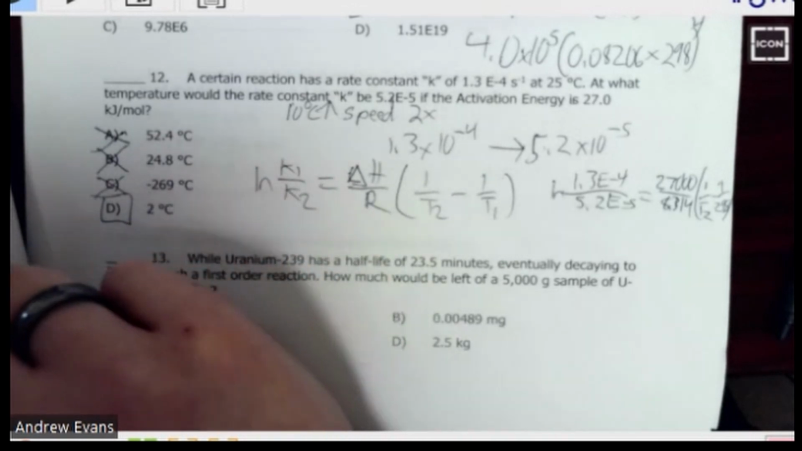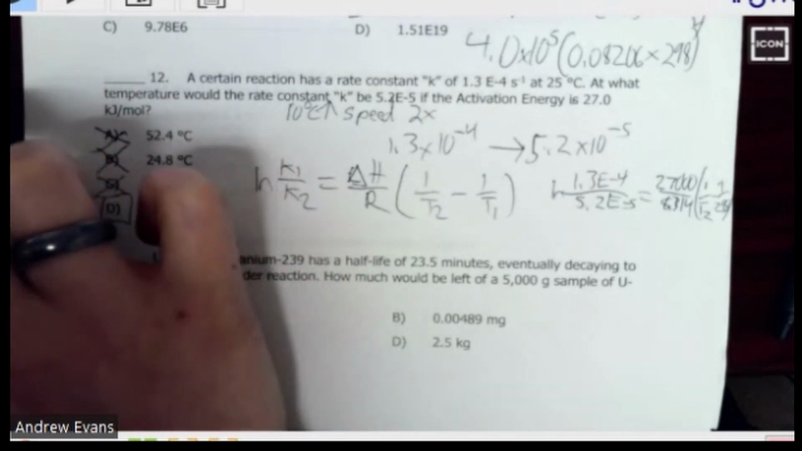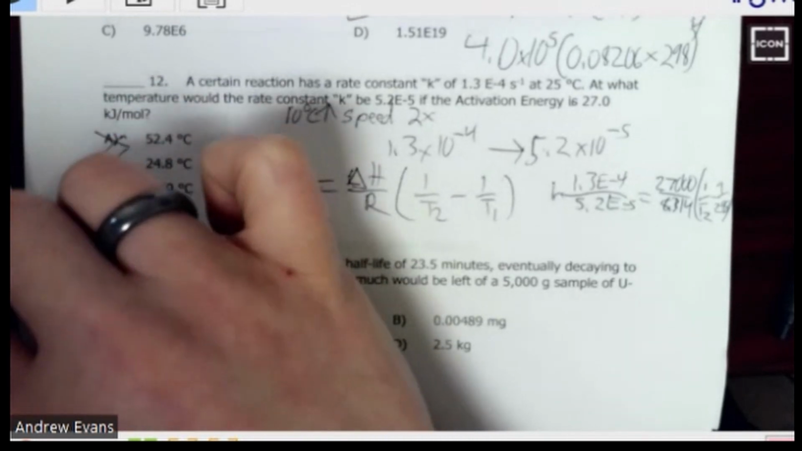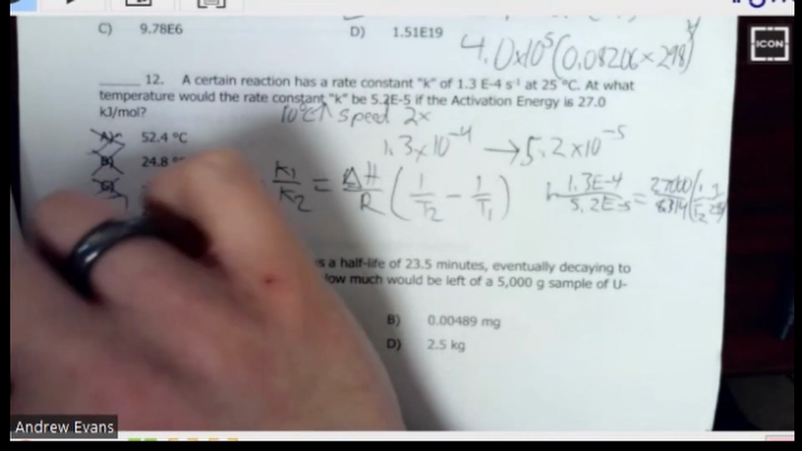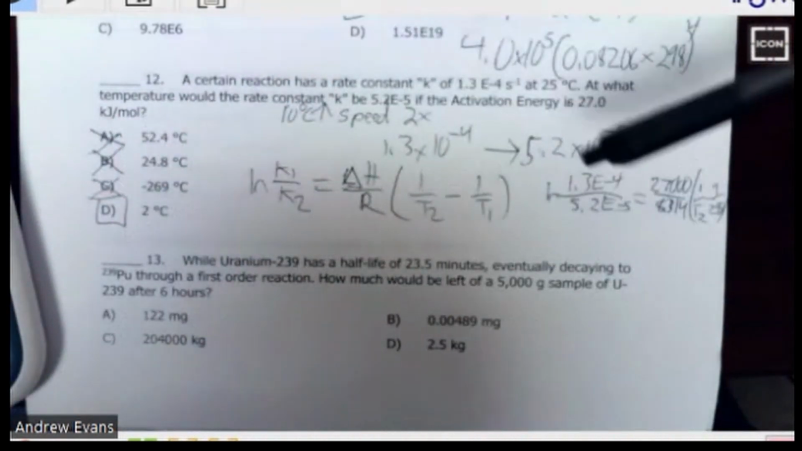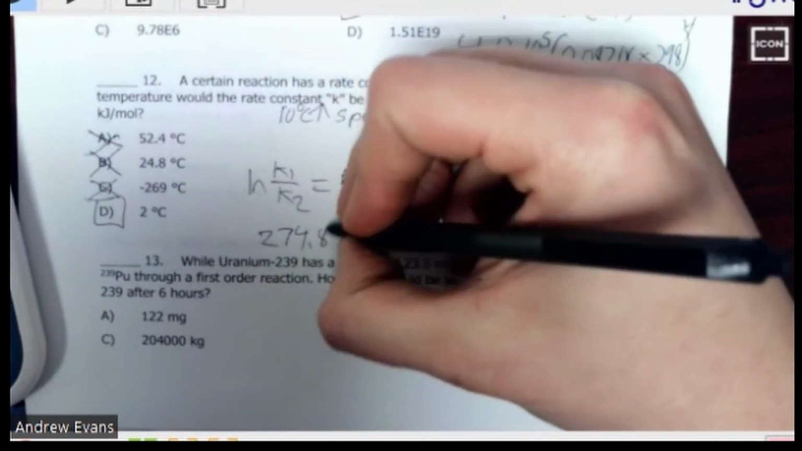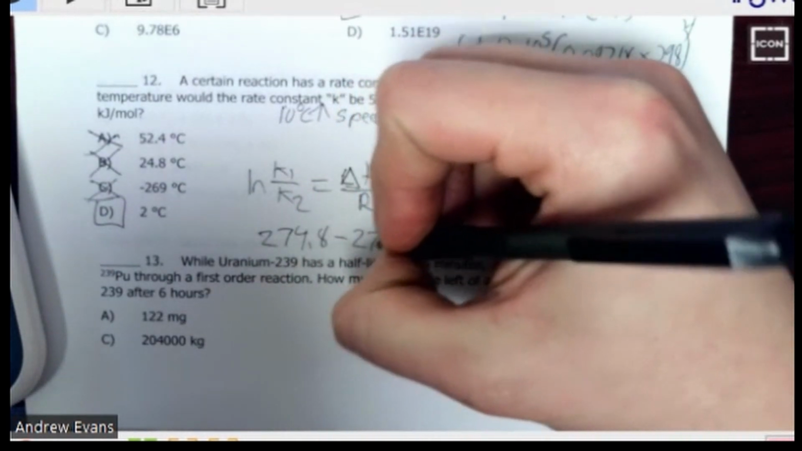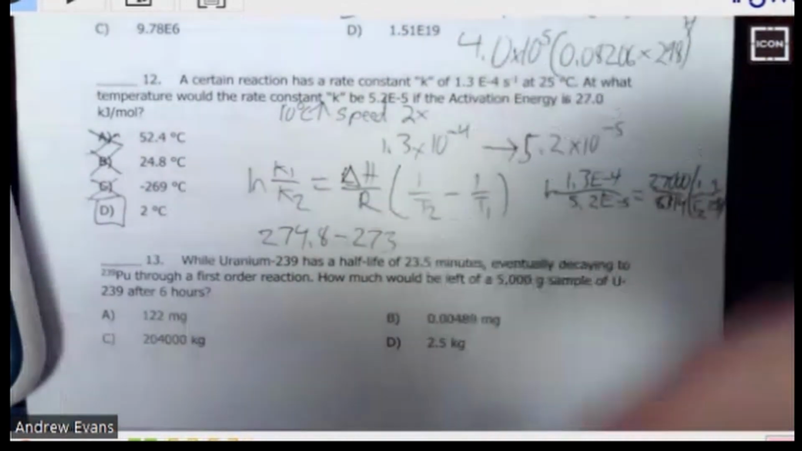I subtract my 1 over 298. Actually, sorry, I add 1 over 298. My bad. And then I inverse, and if I hit inverse, it goes to 274.8. So T is 274.8. If you minus 273, it rounds up to 2 degrees. So the correct answer is 2.